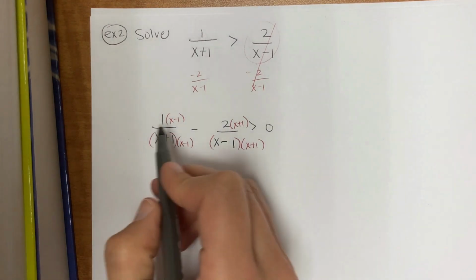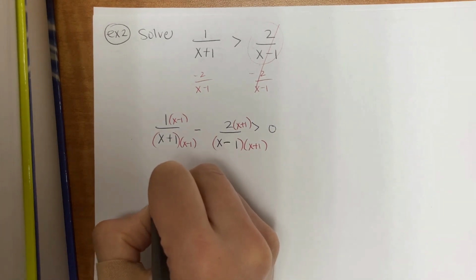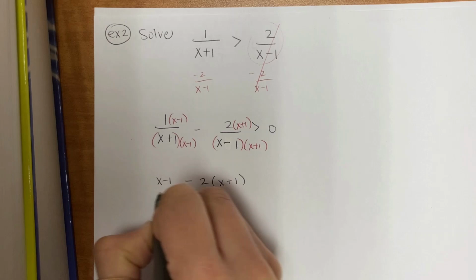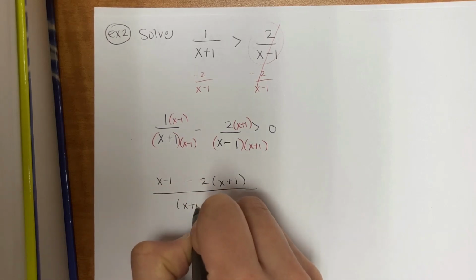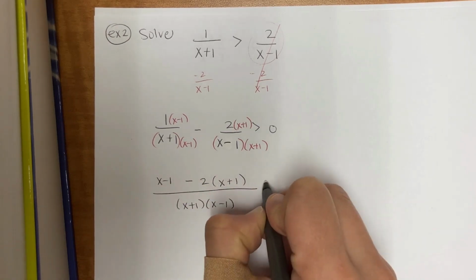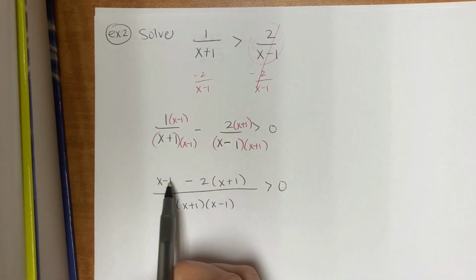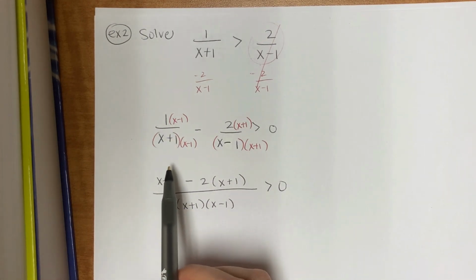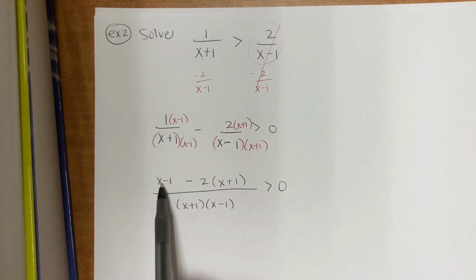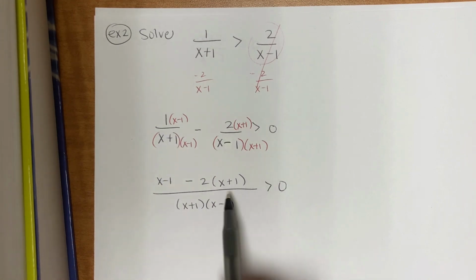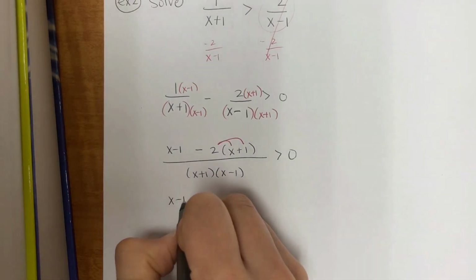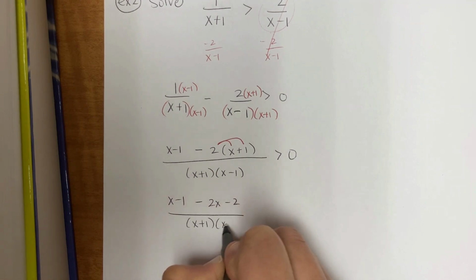Add across the top, or in this case, I'm going to subtract. So x minus 1 minus 2 parentheses x plus 1, and then write your common denominator in the bottom. I don't have to have my parentheses here anymore just because I'm distributing a 1, and 1 doesn't really change anything. 1 times x and 1 times negative 1 is still x minus 1. But I do need these parentheses on top because I am going to want to distribute my negative 2 and combine like terms.